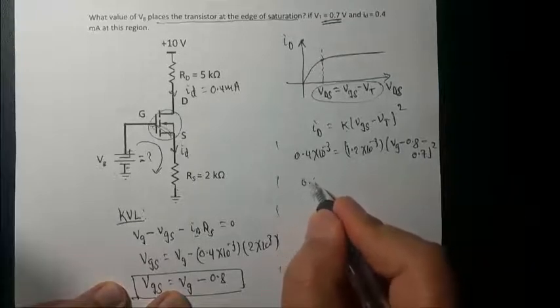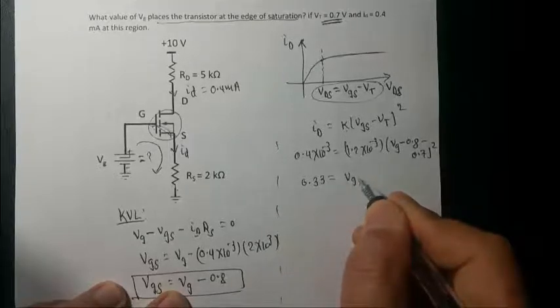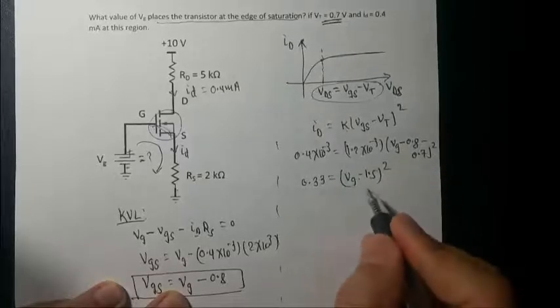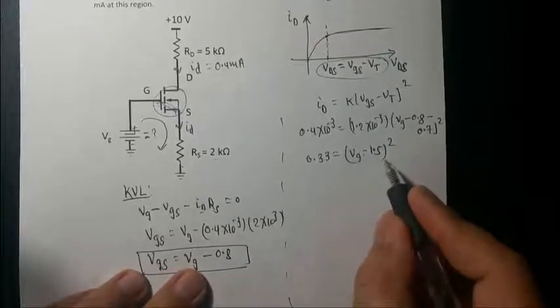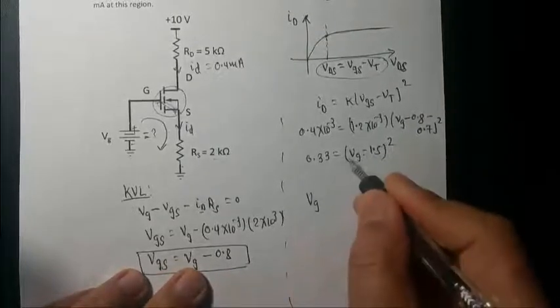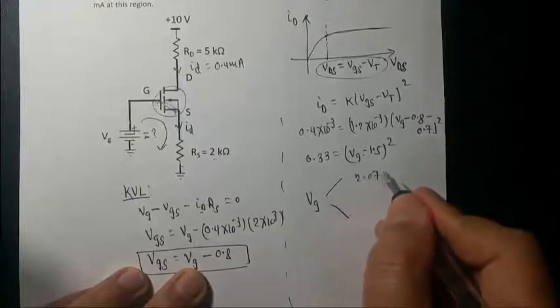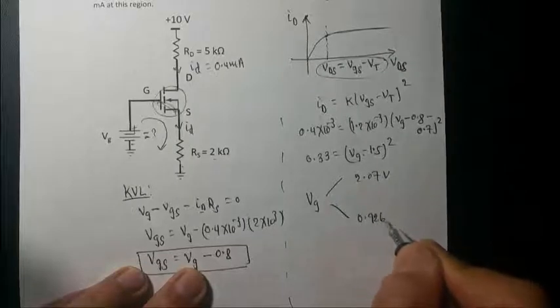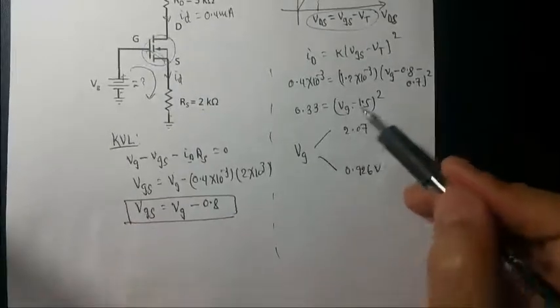So it's going to give you something like this: VG minus 1.5 squared, and this is a quadratic equation, so it's going to give you two values. If you solve this, it's going to give you two values: 2.07 volts and 0.926 volts if you calculate the VG from this.